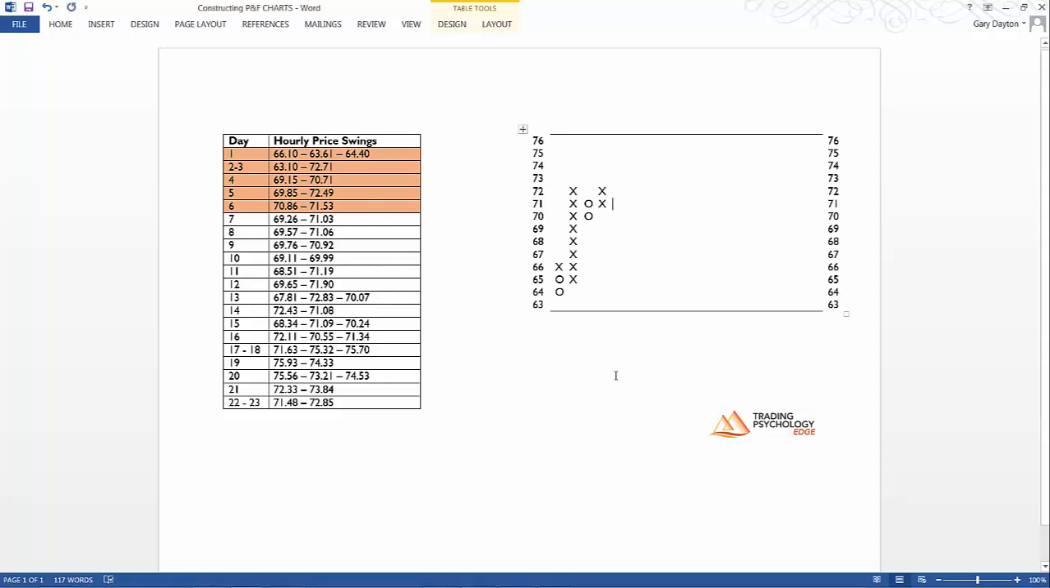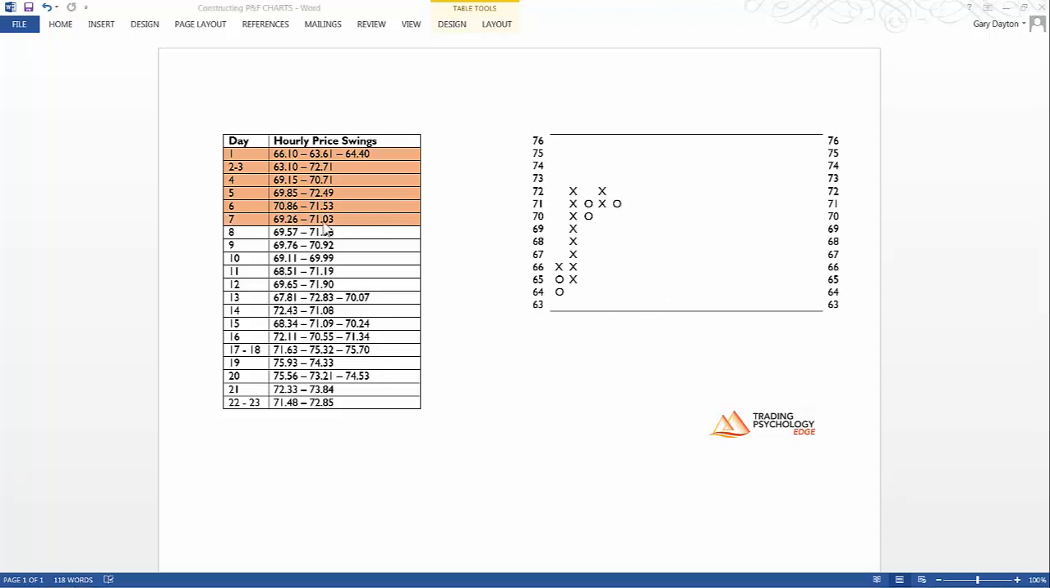We have a figure there already, so we start a new column. So we go to 71, and then the market rallies up to 71.53. We didn't meet or exceed 72, so we stay at 71 for the day. We only paint one figure in for that day.